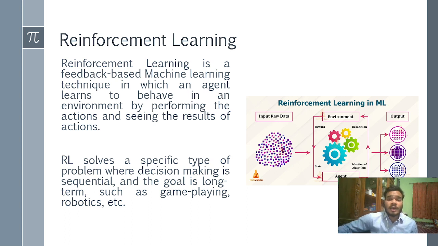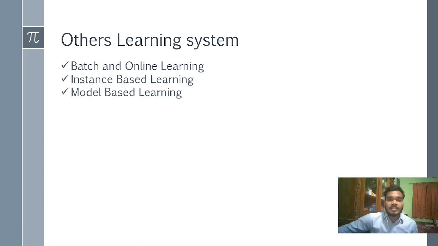Reinforcement learning solves a specific type of problem where decision making is sequential and the goal is long term, such as game playing, robotics, etc. Reinforcement learning is mainly used in robots. Other learning systems are batch learning, online learning, instance-based learning, and model-based learning.